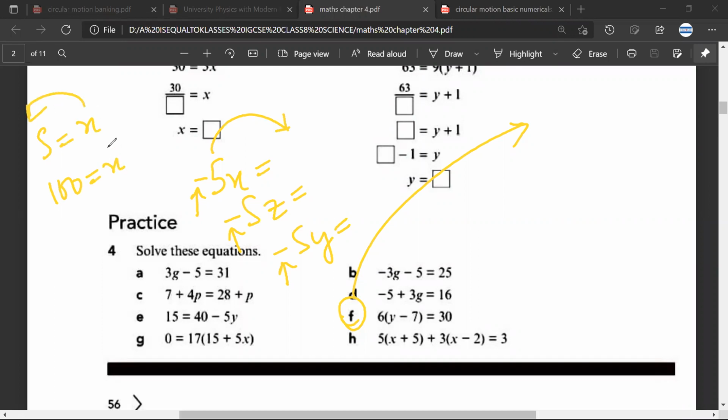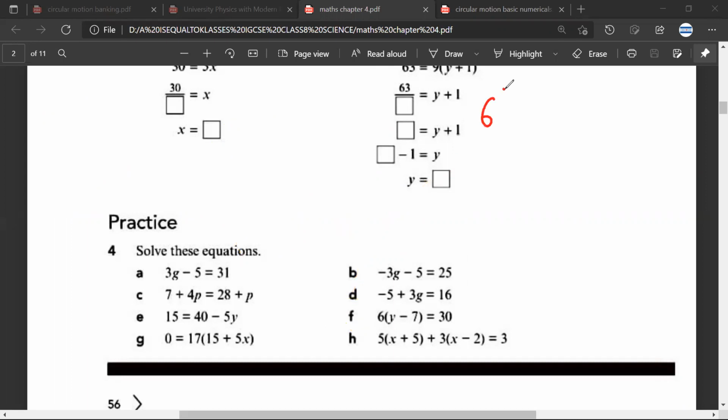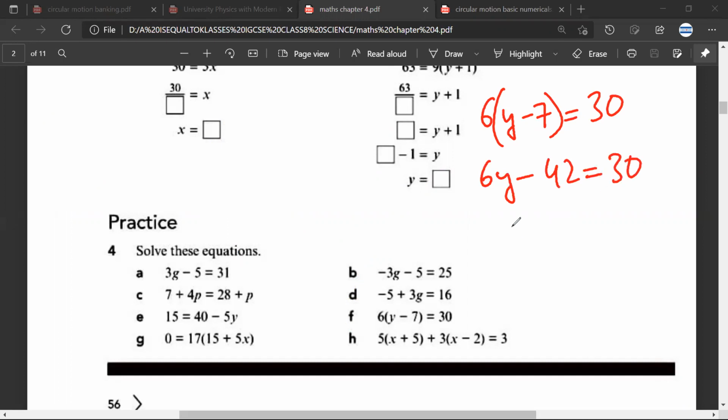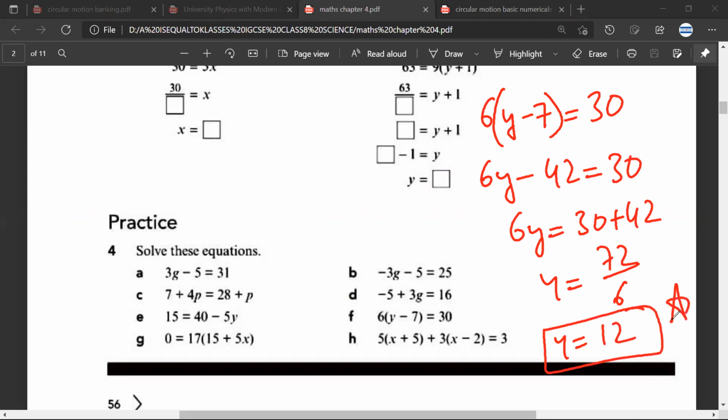Mr. Satya, any doubt? No, sir. So Satya, how should I do the f part? So for the f part, we first multiply 6 by y minus 7. So 6y minus 42 is equal to 30. So 6y is equal to 30 plus 42, and 6y is equal to 72, and y is equal to 12. Mr. Aryavan, is it correct? Yes, sir.